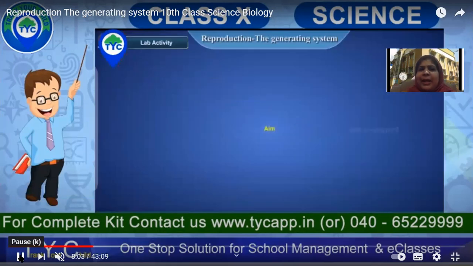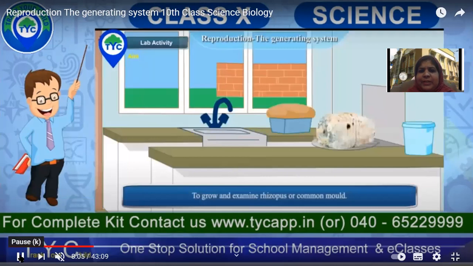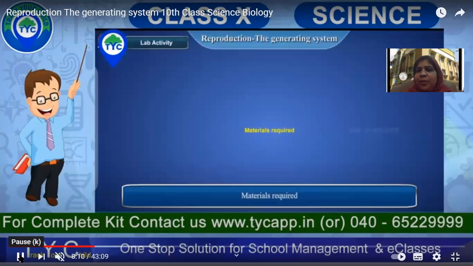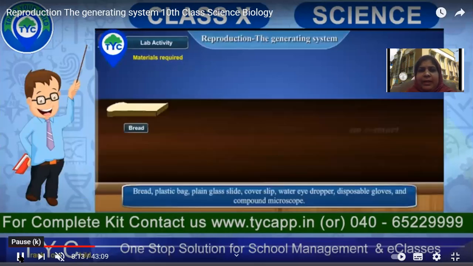So let us do a lab activity to observe how Rhizopus, or a common mold, is formed. The aim of our activity is to grow and examine Rhizopus. We are going to see how Rhizopus grows. And as you all know, we need some materials.